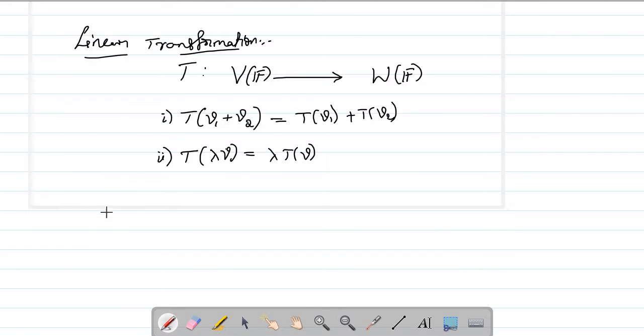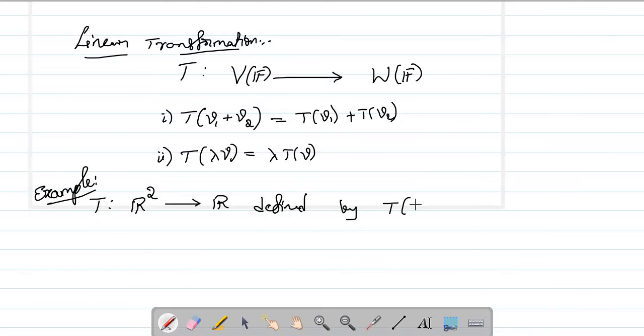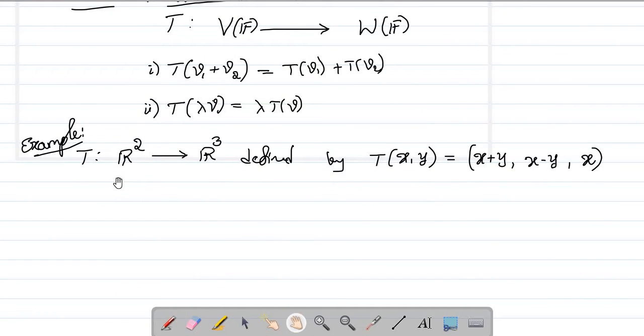So we can look at some examples. Take a linear transformation from R2 to R3, let's say T of x comma y equal to x plus y, x minus y, and x. So this is the mapping. I am associating every element in R2 with an element in R3, right? You can see that this is clearly a linear transformation, which satisfies the above two properties.